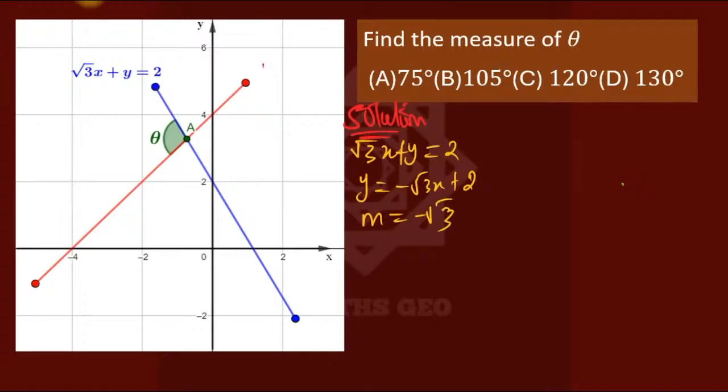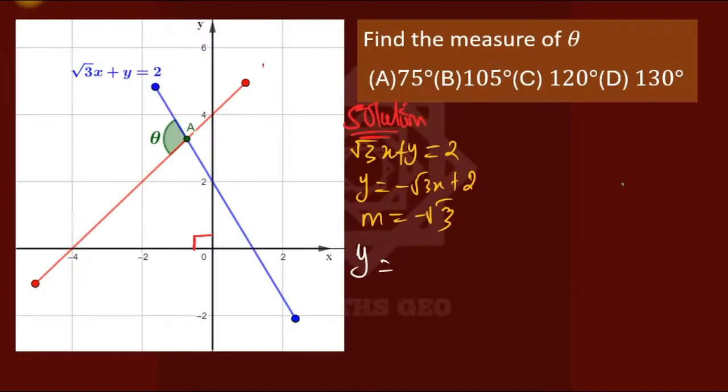Why for the second line? We're not given the equation, so we need to get it. And it's easy. So using slope-intercept form, which is y equals mx plus c.